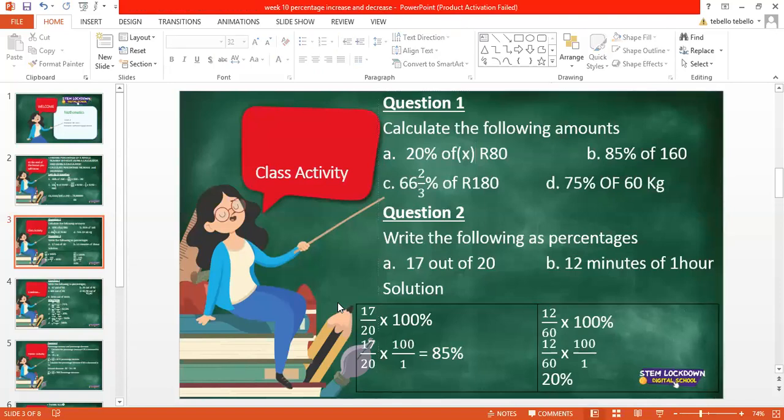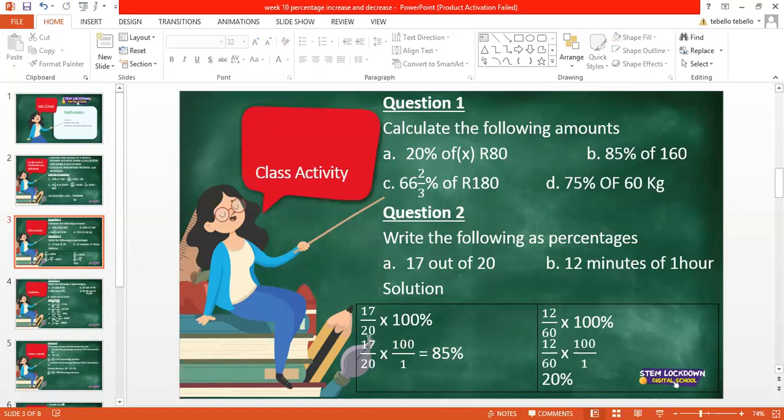Okay. So we'll do question 2. Guys, for this question 2, you will do it as your home activity, number C and number D. So we'll go to question number 2. They say write the following as percentages. So what do you do when you write the following as percentages? This is how you would do it using your calculator.